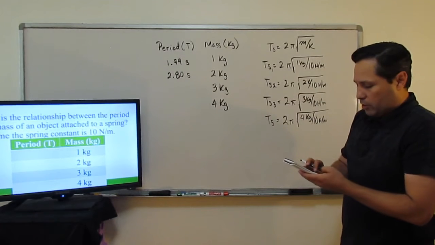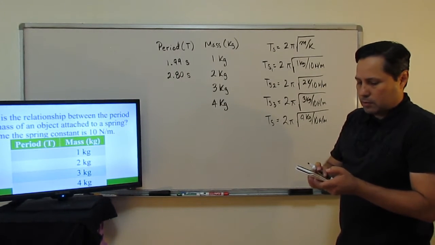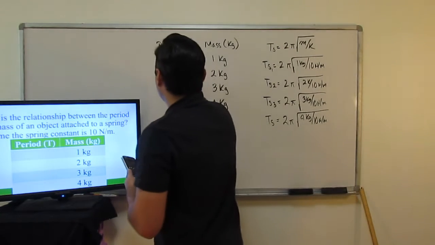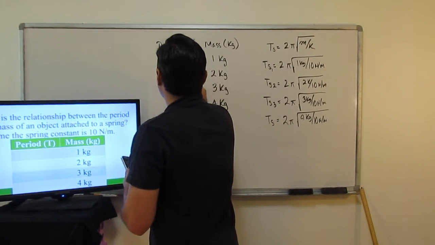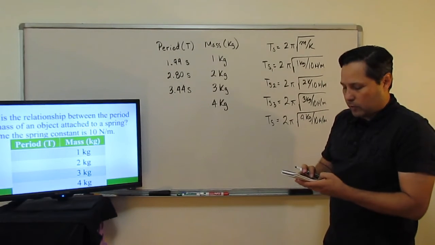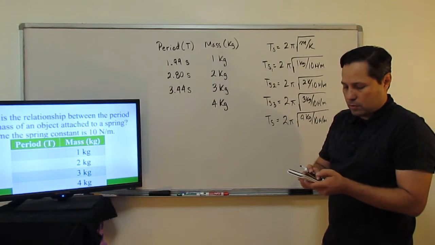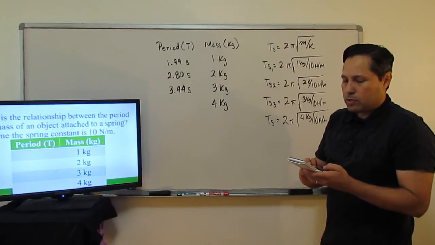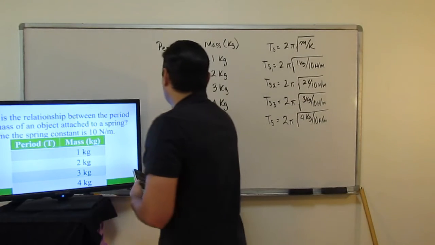Alright, next one, 3 over 10, times 2 times pi. This is going to give us 3.44. And the last one as well, we're going to go ahead and do that division, square root it, multiply it times 2 times pi. It's going to give us 3.98.